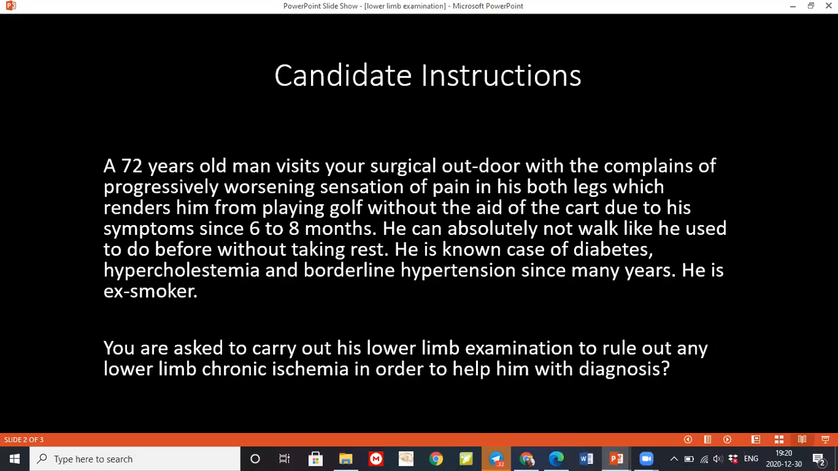Yes, and the differential may be neurological pain. It may be a case of spinal canal stenosis. It may be a case of common peroneal or sciatic nerve root impingement.